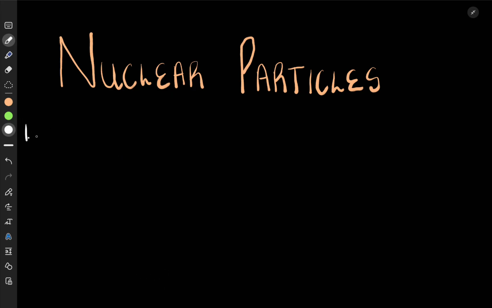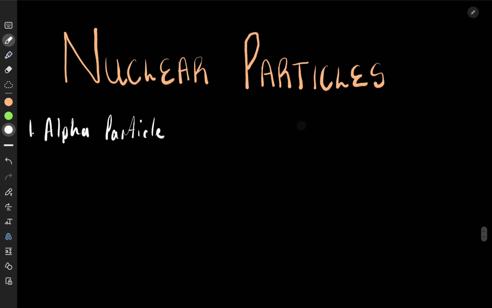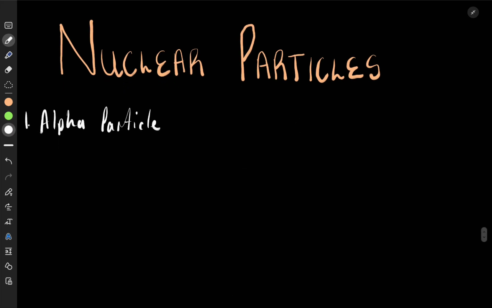Nuclear particle number one we'll talk about is called the alpha particle. These are the ones that are shooting out from the nucleus. They'll be coming from the nucleus. That's why we do them in nuclear physics. So the first thing you can get from a nucleus is an alpha particle. An alpha particle is the same as a helium nucleus.